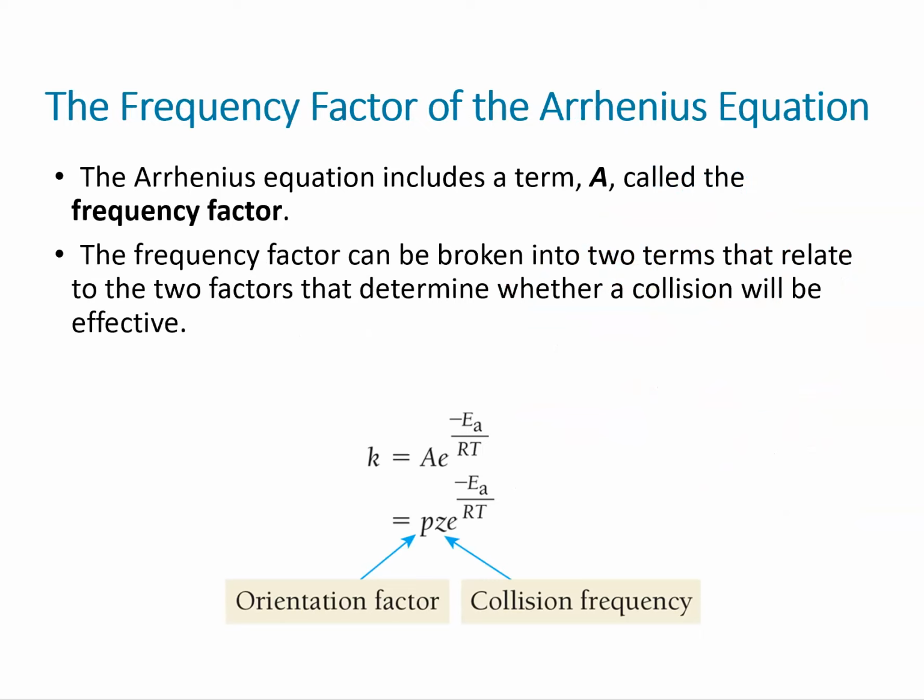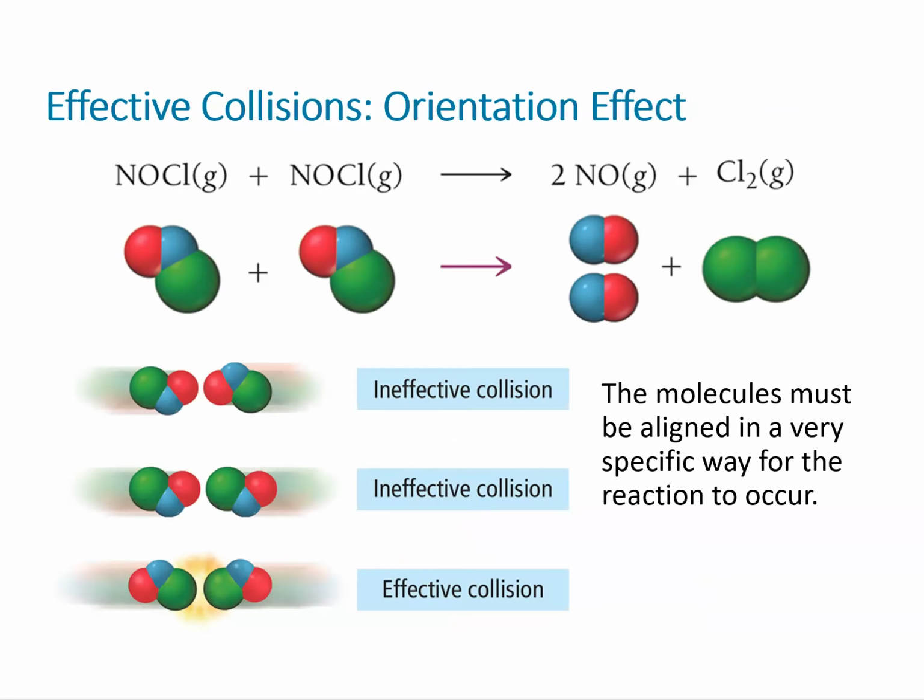So, frequency factor as part of the Arrhenius equation. Originally we just said this term A is called the frequency factor, but really you can break down the frequency factor into the combination of the orientation factor and collision frequency. So, instead of just A, we can sub in PZ. P is our orientation factor, and Z is our collision frequency. Orientation factor, what we just talked about, but with a better diagram.